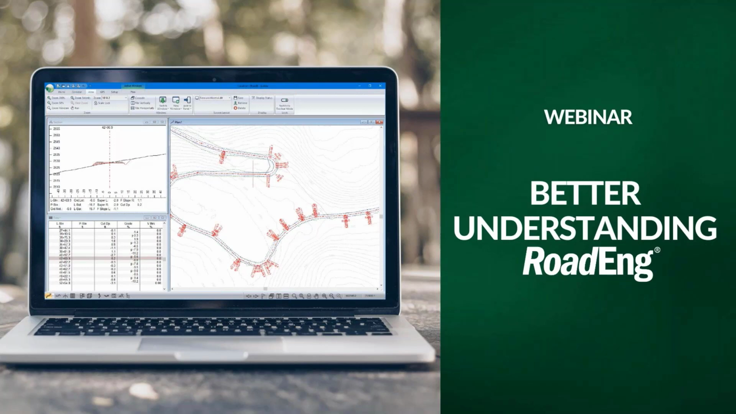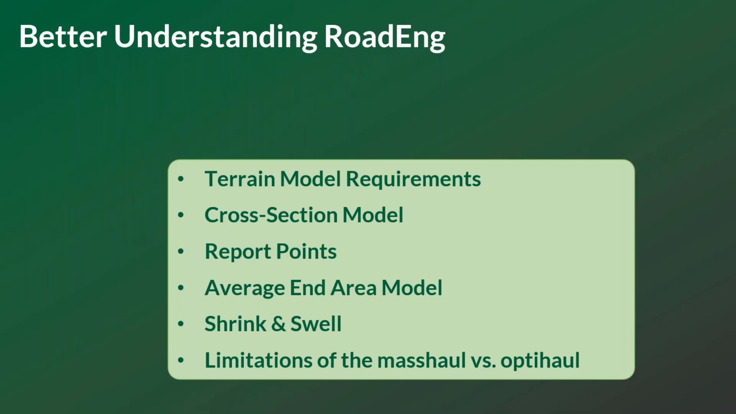Today we are focusing on some key elements of the modeling system that RoadEng is built upon, to help you better understand it and implement some of the concepts and ideas within your own designs. We're talking about 6 key areas of the software's foundations. First is terrain models and the terrain model requirements you need in order to build your RoadEng project.